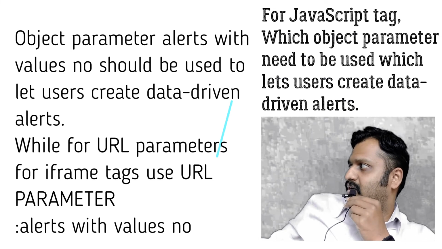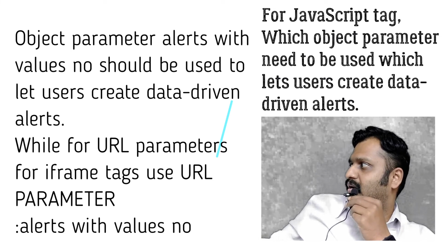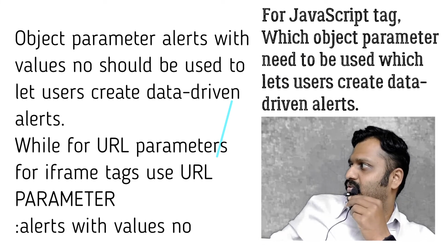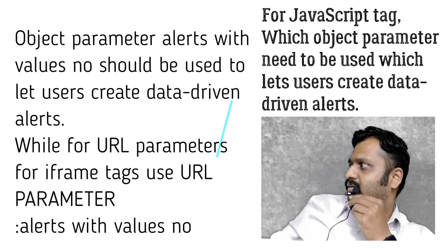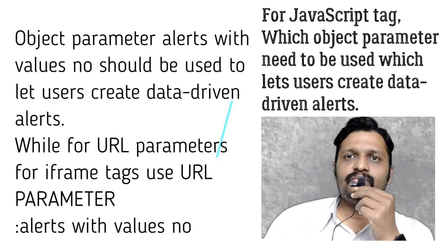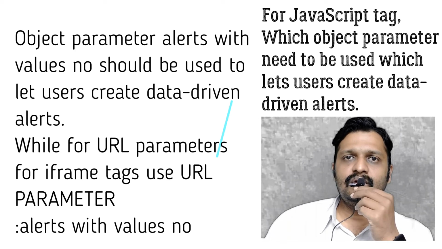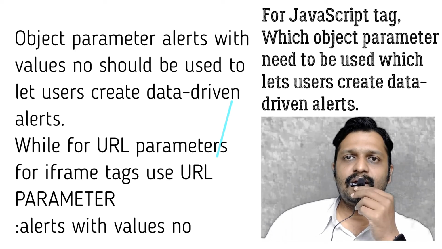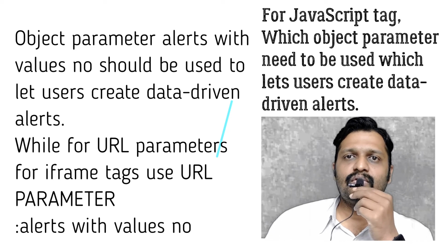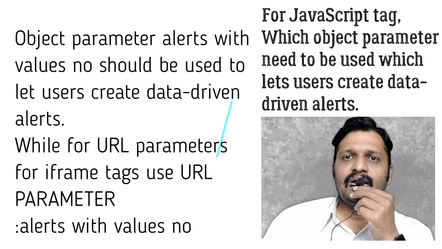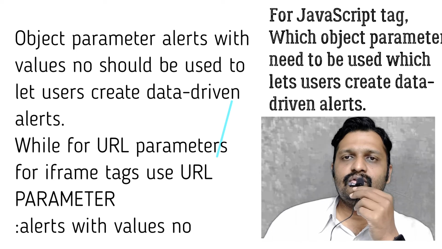For JavaScript tag, which object parameter needs to be used which lets user create data driven alerts? Object parameter alerts with value no should be used to let user create data driven alerts, while for URL parameter for iframe tags use URL parameter alerts with values no.